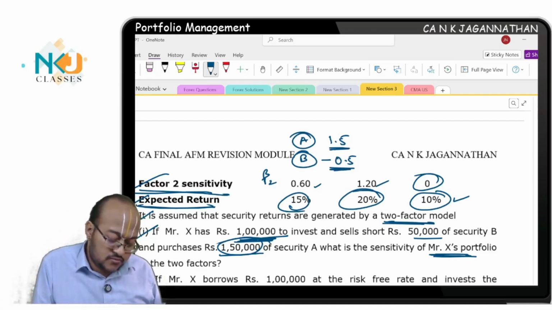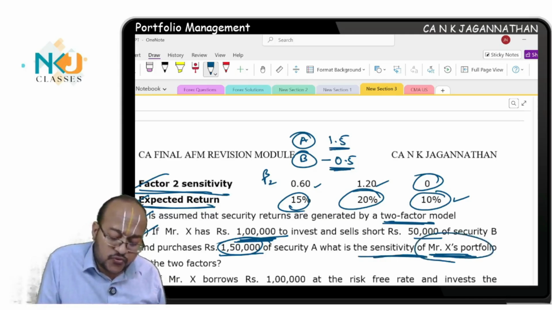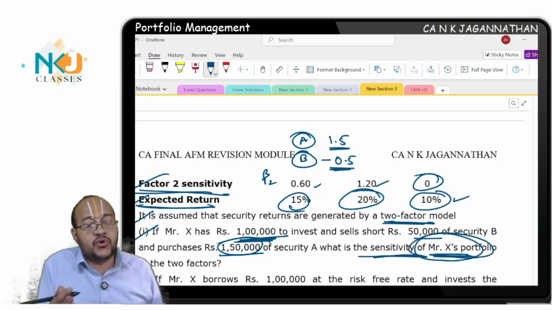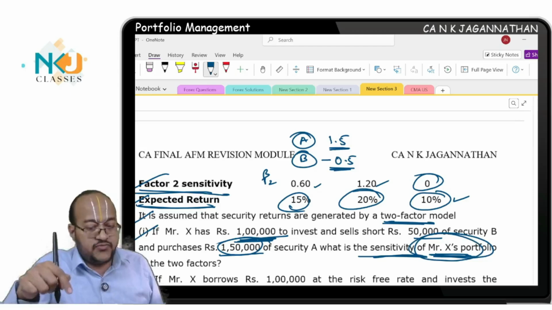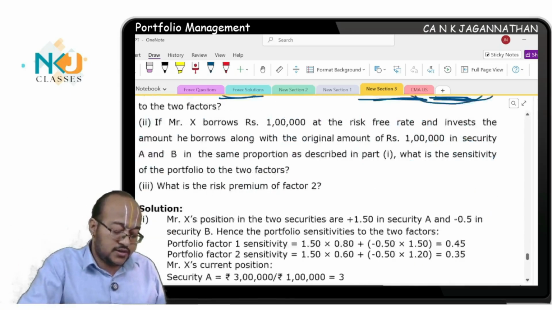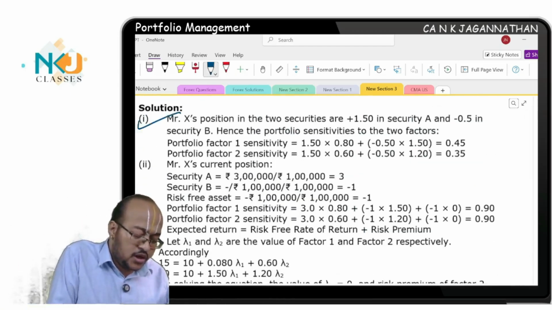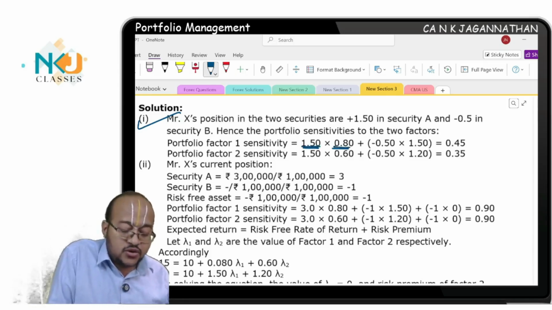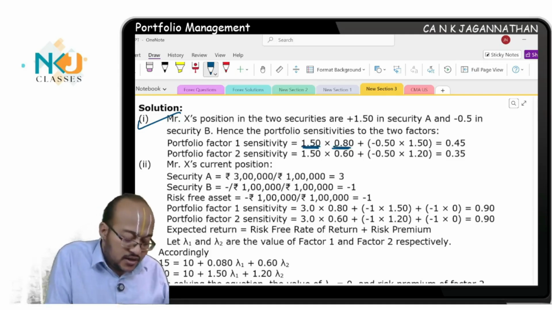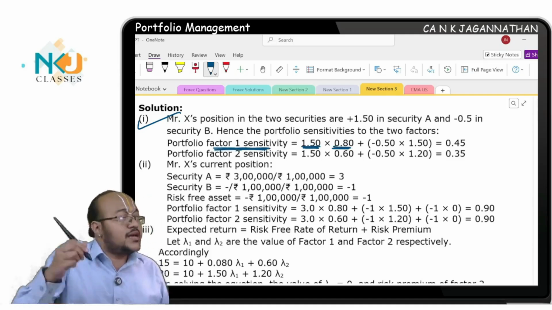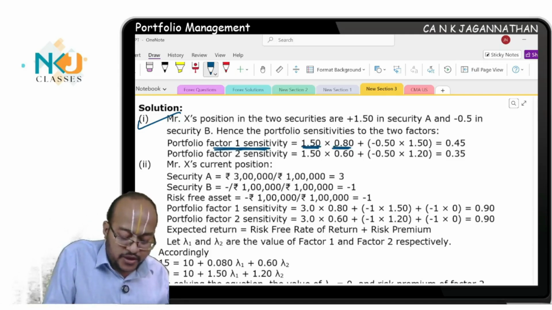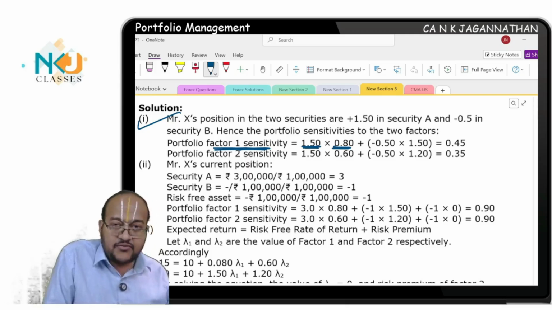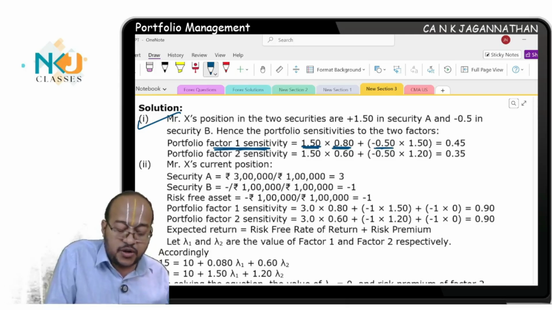Okay. What is the sensitivity of the Mr. X portfolio? What are they asking? Portfolio sensitivity to factor 1 as well as factor 2. Let us see how they have computed. Very simple. Portfolio factor sensitivity is equal to 1.5 into 0.8. See, 1.5 is the weight of security A into the factor 1 sensitivity of security A. So 1.5 into 0.8 plus, apart from that, the weighted one, minus 0.5 into 1.5.